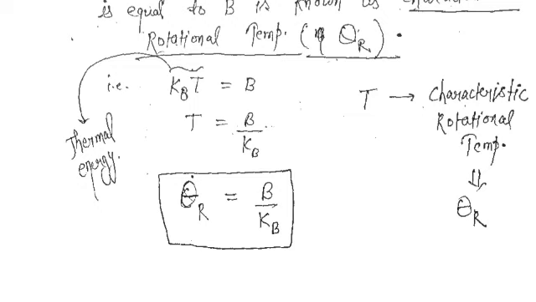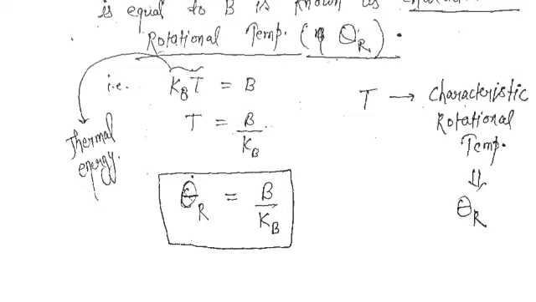It is the temperature at which the thermal energy you are giving because of the temperature becomes equal to B, which is the difference of the energies of the rotational levels. So actually, if you want to get more depth, it is the energy to which these rotational levels can be accessed, meaning one particle can move to higher energy levels.